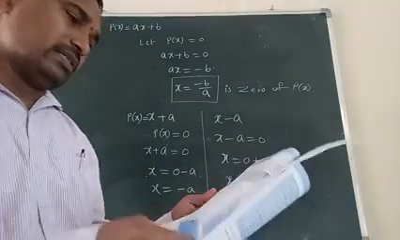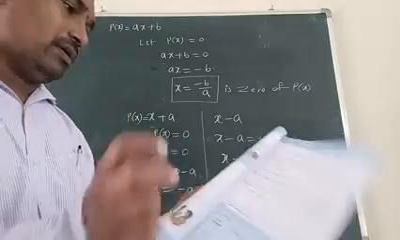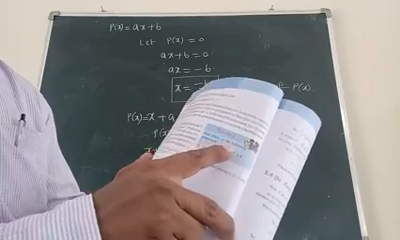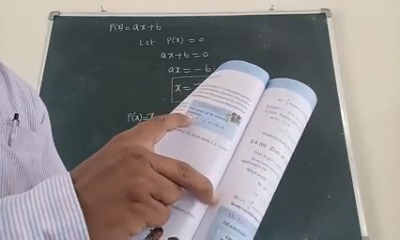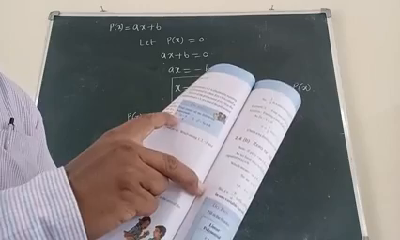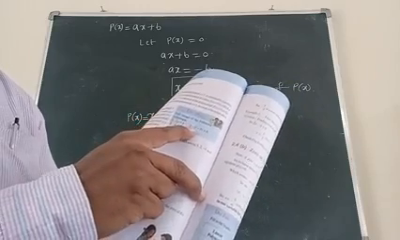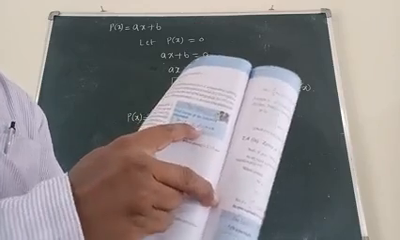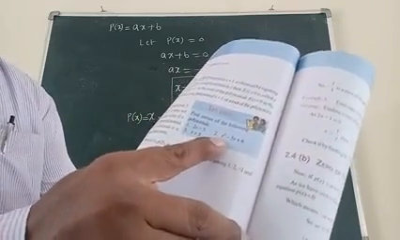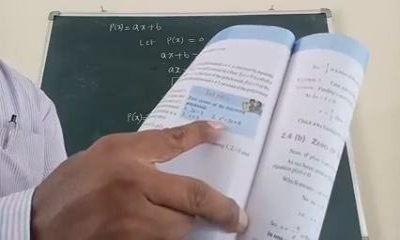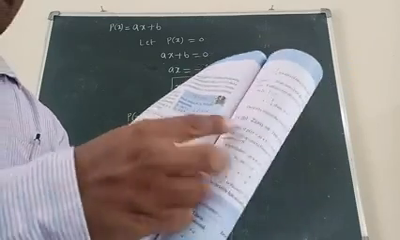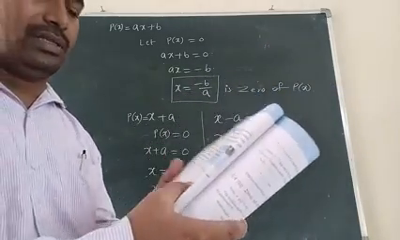Here, exercise 2.1. Before, try this. Find zeros of the following polynomials: 2x minus 3, x plus 5, x square minus 5x plus 6. So this is a quadratic polynomial. Try to find the factors. You can get zeros of the polynomial. I will explain one problem for quadratic polynomial. So do the first one and third one.